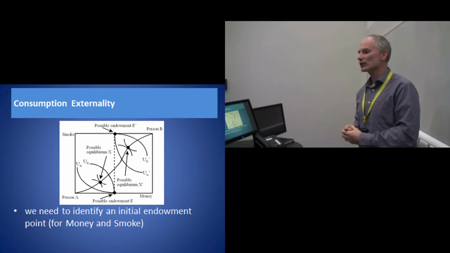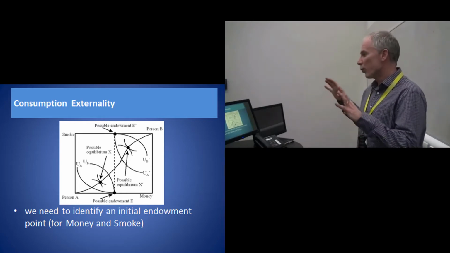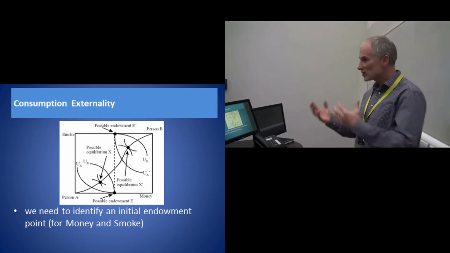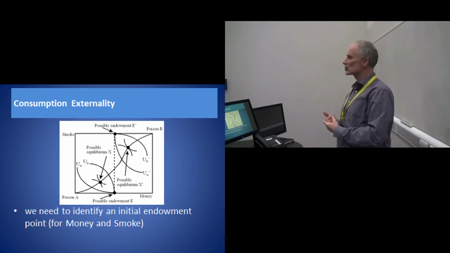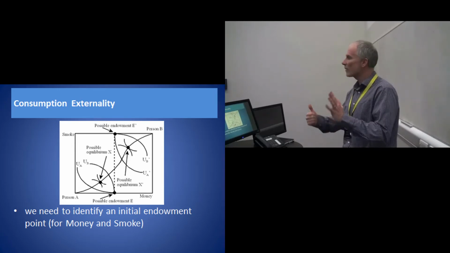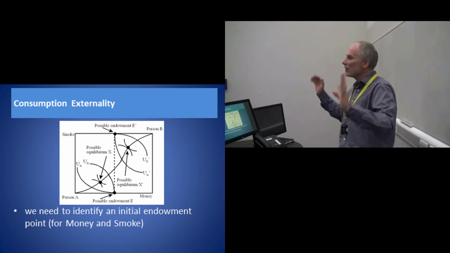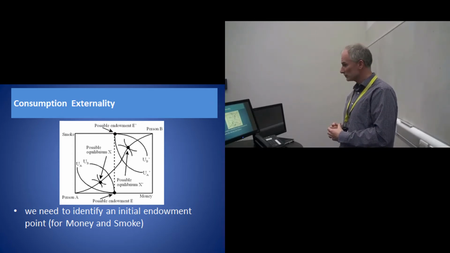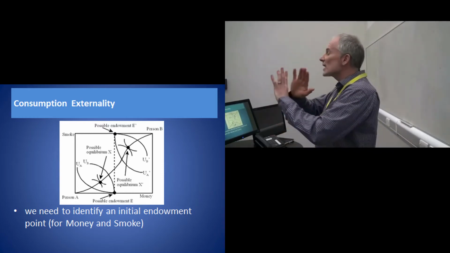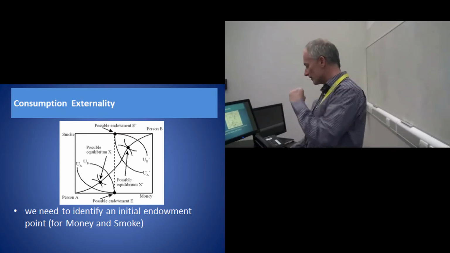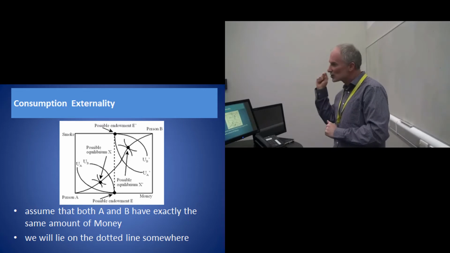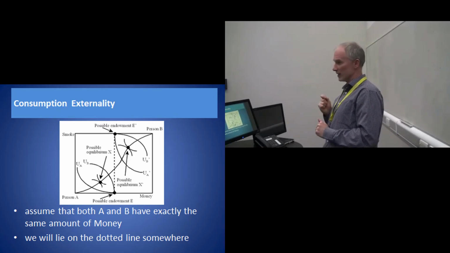Now, when we've looked at general equilibrium in the past, we've started off with an endowment point. We need to show how much of these goods are available to both consumers. So, how much money is available? How much smoke is available? Well, money doesn't provide a problem. Person A, person B have a given amount of money. So let's say purely for convenience, that person A and person B have exactly the same amount of money.